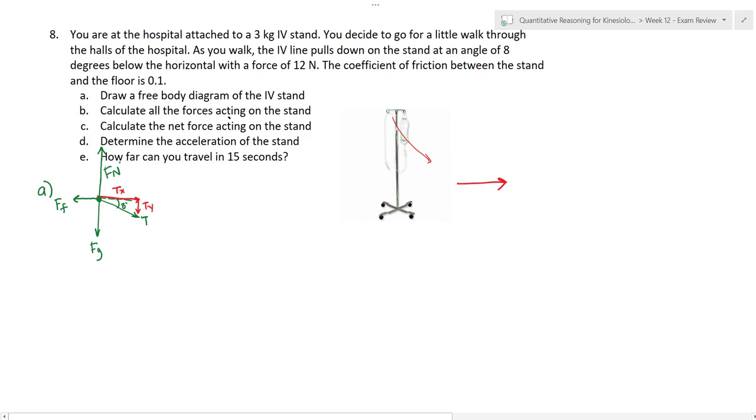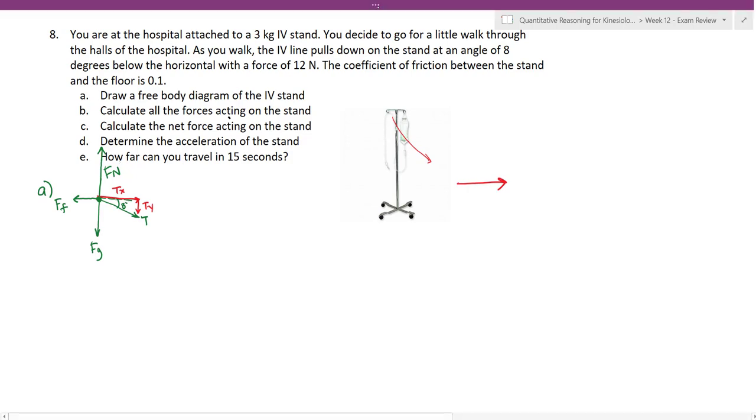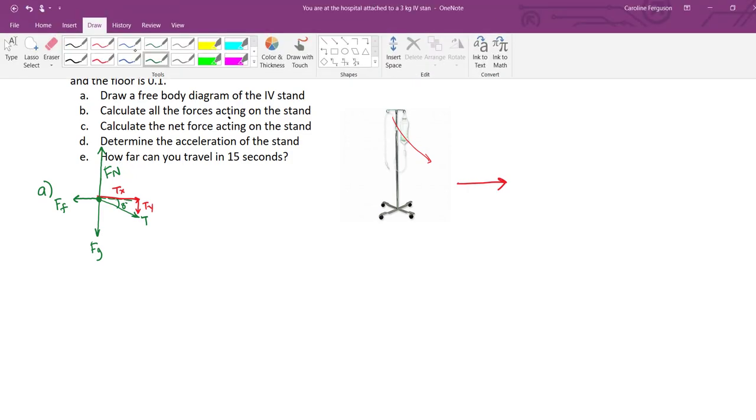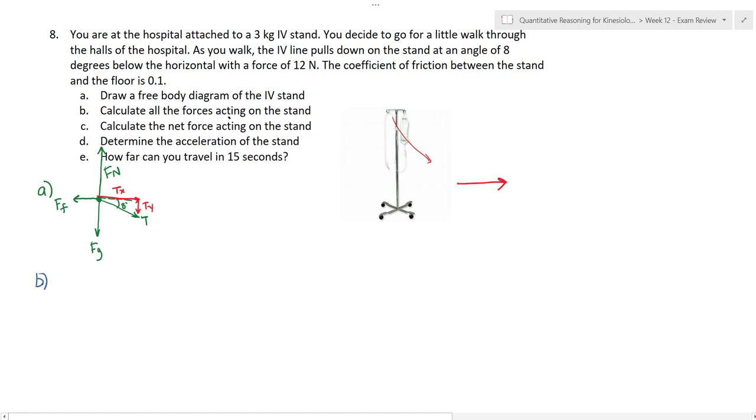So that was part A, draw a free body diagram. Next, we want to calculate all the forces. So let's move on to part B. When we calculate the forces, I like finding the force of gravity first because Fg always just equals mg. M is the mass, which is 3 kilograms, and g is 9.80. When I multiply those, 3 times 9.80, I get 29.4 newtons.